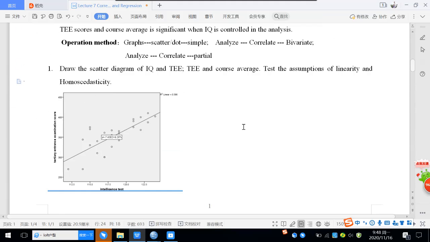Okay, so here is the first. Because all the samples fall left and right of the fit line, there is no sample far away from this fit line. Also, I can see, yes, so that means the linearity and homoscedasticity are accepted.